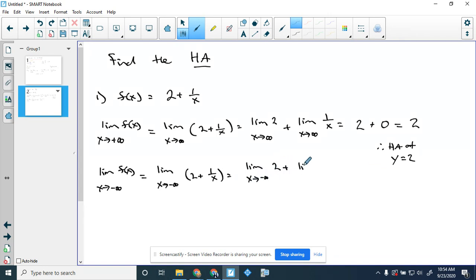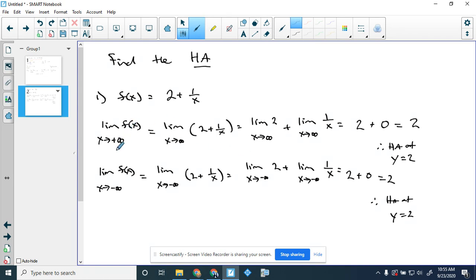So when I break this up now, I still get the limit of a constant as a constant itself. Whether I'm going to positive infinity or negative infinity, that's not going to matter. So I still get 2. And the limit of 1 over x as x goes to negative infinity, the bottom is getting larger in the negative direction. So 1 over a large number is a very small number. Positive divided by negative just means it's going to be a very small negative number. So I'm still going to 0, right? So this is still going to 0. So I still get 2. So I still have that same asymptote. I basically have one asymptote that's approached at either extreme right or extreme left.